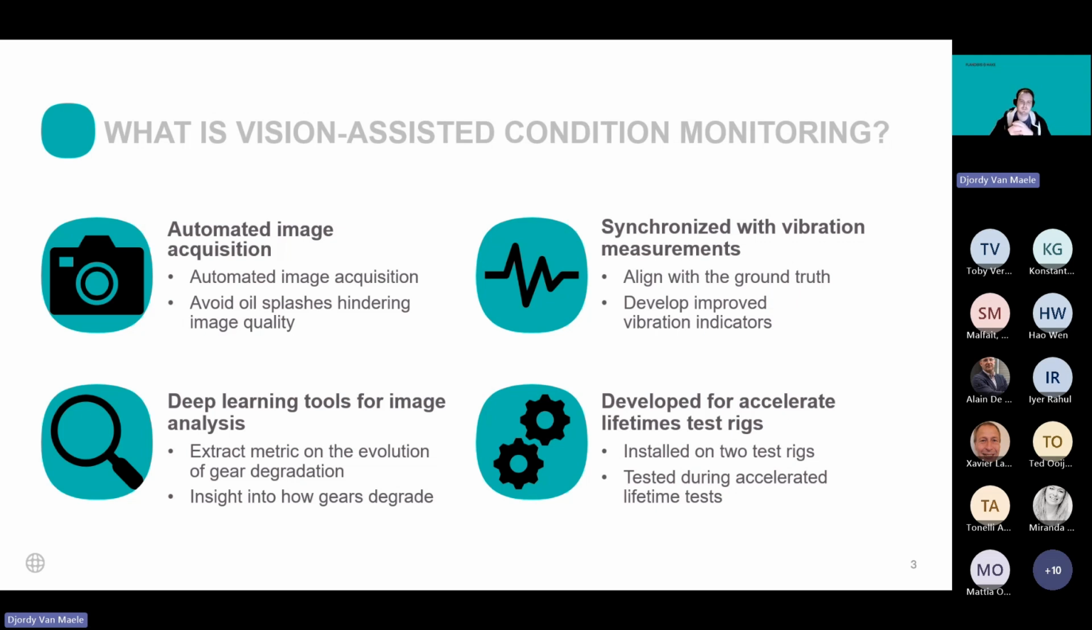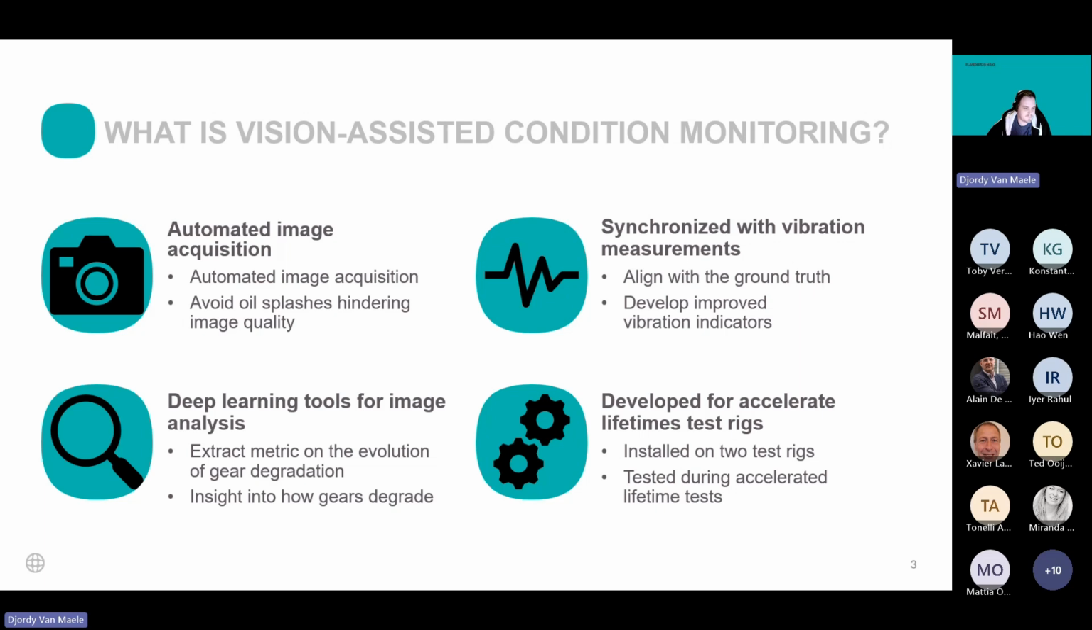Then we've synchronized this with vibration measurements. This is where the assisted part comes in, to align it with the ground truth, so the real information on how the damage initiates and evolves. This is then used to develop improved vibrational indicators. And then finally, we've tested this out for multiple accelerated lifetime gear tests. It's been installed on two different ones, and we tested out this technique during accelerated lifetime testing.